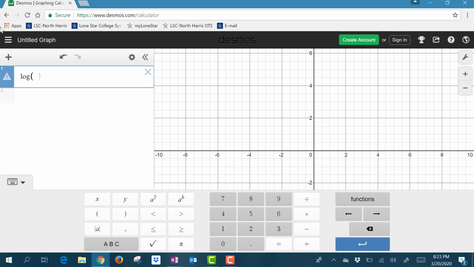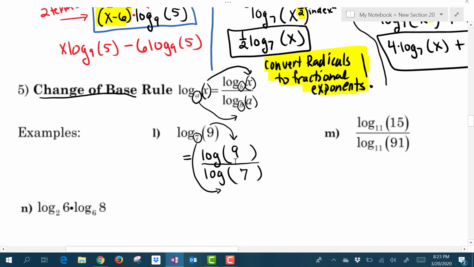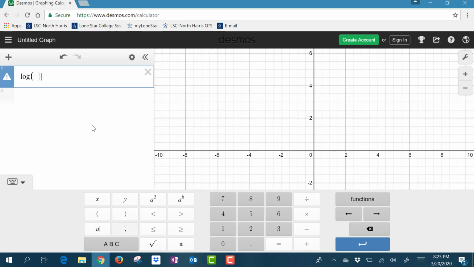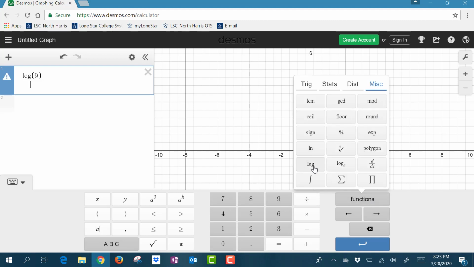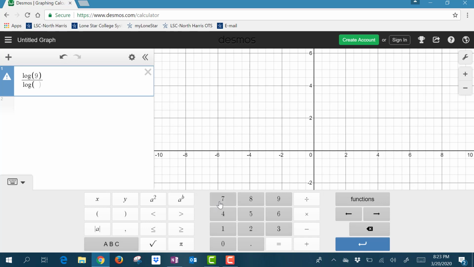We're going to do log base 10, and what did we say, 9 over 7. I'm going to put in a 9. Then I'm going to say divided by. Then I'm going to go back to functions and miscellaneous, and then we're going to do log base 10 of 7, and then you see that you get the approximation for that. I'm just going to round to the nearest 3 decimal places. So that would be 1.129.